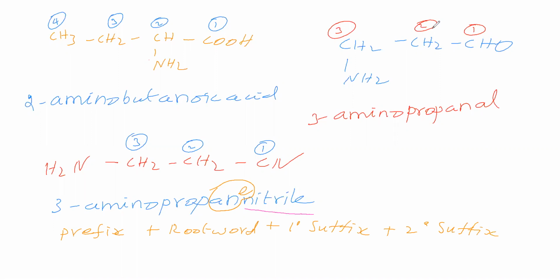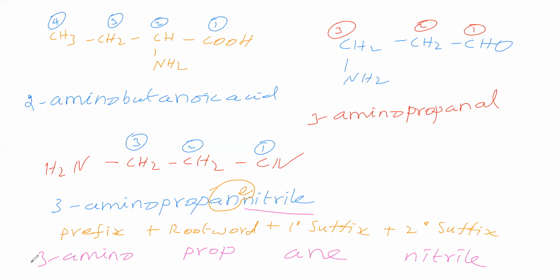What is a root word? 3 carbon atoms, therefore prop is the root word. What is a prefix? Substituent is a prefix. Substituent is NH2. NH2 is said as amino. This amino group is present at the 3rd carbon, so 3-amino. Primary suffix is the carbon-carbon single bond, that is ane. Secondary suffix is cyanide. Cyanide secondary suffix is nitrile.